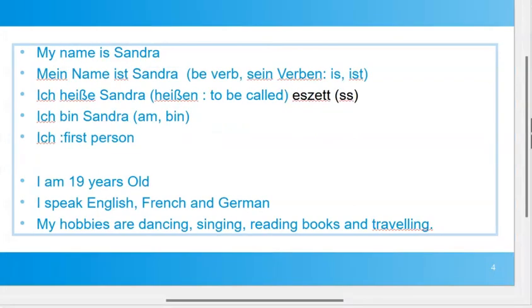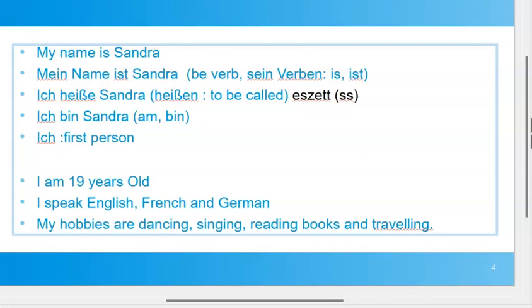Now if you have a non-German keyboard, you would not have that, and you can just replace it with a double S. The third thing you can do is ich bin Sandra. So this bin is a translation of am. Ich bin, I am Sandra. So this ich here is the first person pronoun, and it is used to describe I.